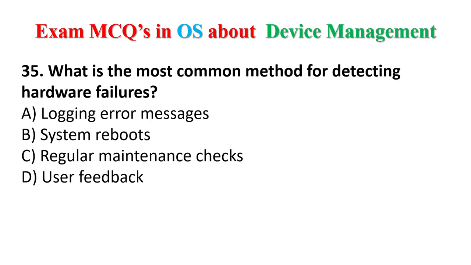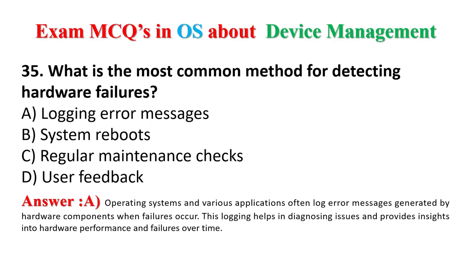35. What is the most common method for detecting hardware failures? Logging error messages, system reboot, regular maintenance check, user feedback. The common method for detecting hardware failure is logging error messages. The operating system and various applications usually log error messages generated by the hardware components when failure occurs. Thus, logged error messages are important. This logging helps in diagnosing issues and provides insight into hardware performance and failure over time.